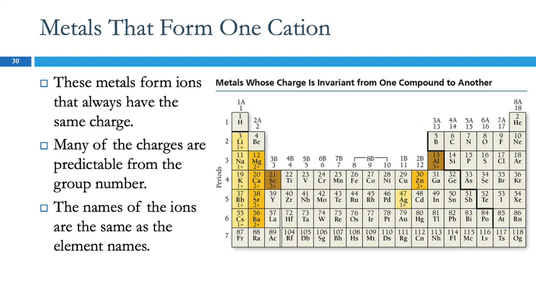So groups 1A, 2A, 3A, and then there's 2 more that you need to know: zinc and silver. Scandium is there also, but it just doesn't come up in this class, so I'm not even going to talk about him. So these charges are predictable from the group number. Even these guys are kind of predictable from the group number. The way I remember these two is, doesn't it look like we're kind of going down the stairs?